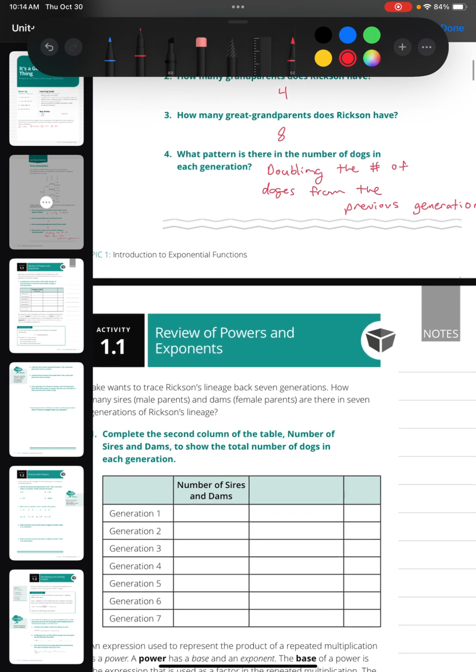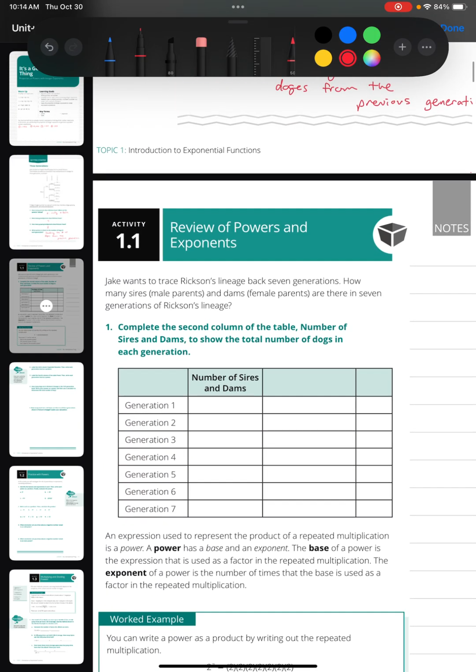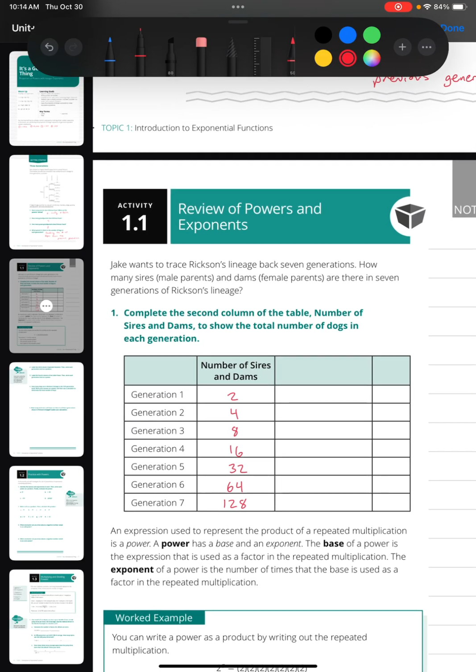All right, so continuing with that, we're going to use that on this page, so we'll refer back to it multiple times. Jake wants to trace Rickson's lineage back 7 generations, see how many sires, the male parent, and how many dames, the female parents, are there in 7 generations of his lineage. Well, we know generation 1, his parents, there was 2, and we know it's doubling. So 4, 8, times 2 would be 16, times 2 would be 32, times 2 is 64, and times 2 is 128.